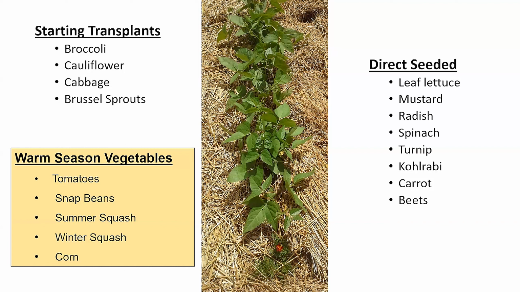Warm season vegetables, we can get another crop of warm season in if we start midsummer, depending on how many days till maturity. So tomatoes are transplants. Then we can also do direct seed, snap beans, summer squash, some of the winter squash, the shorter season winter squash, and sweet corn. And we can also direct seed leaf lettuce, mustards, radishes, spinach, turnips, kohlrabi, carrots, and beets.